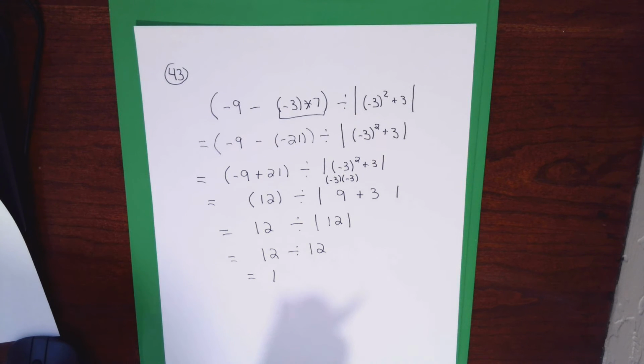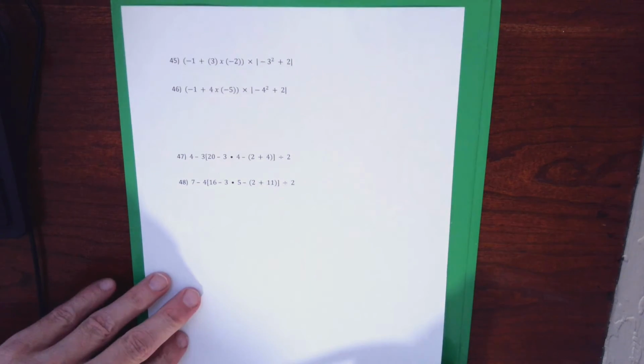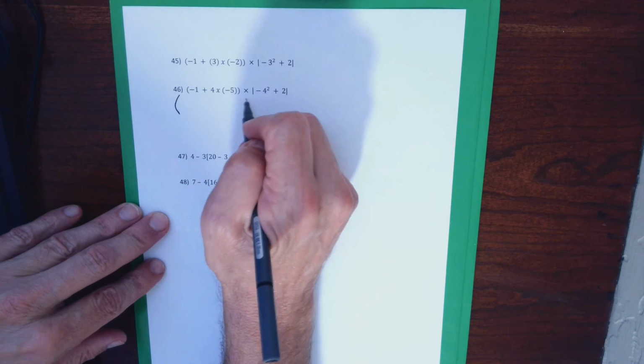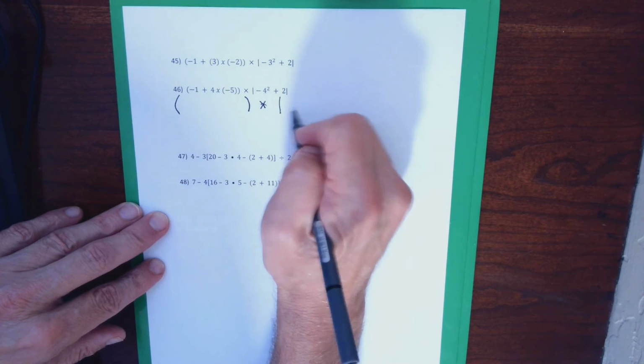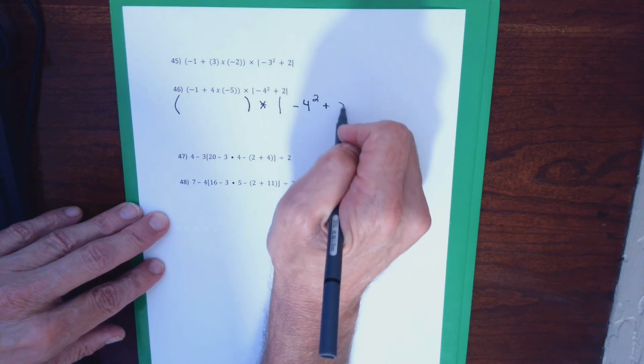Alrighty, there's some more kind of meaty problems coming up here. I mean, they're almost a bit ridiculous, but it's just to get us good with order of operations. So when I look at 46, I'm going to work on this first parentheses first, and then I'm going to worry about the absolute value that has that evil trick in it that we talked about at the beginning of this section.